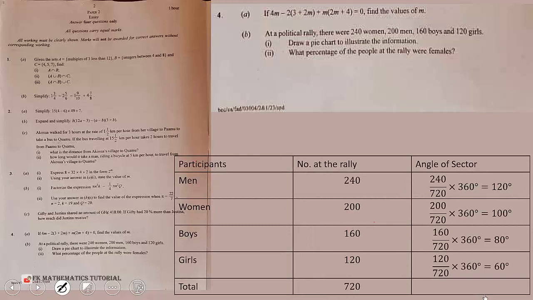So those are the party. We have men, 240 of them. Then we have women, 200. Then boys, 160. Girls, 120. And the total is 720 when you add all of them.